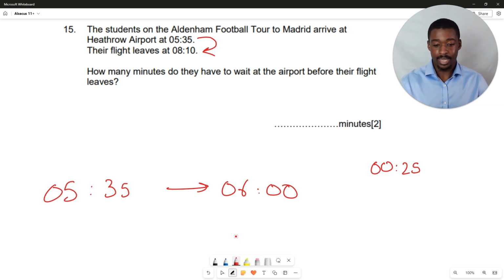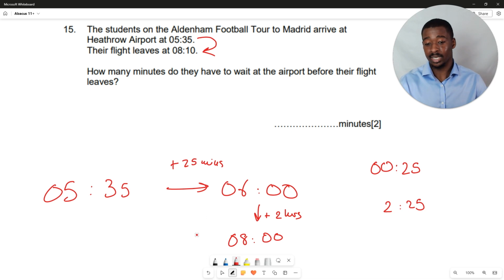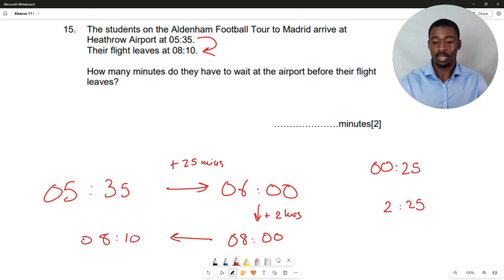So now we're at 6 a.m. Let's jump to 8 a.m. And doing this is a jump of 2 hours. So now we have not 25 minutes, but we have 2 hours and 25 minutes. And finally, let's go from 8 a.m. to 8:10, adding on 10 minutes. So now we don't have 2 hours and 25 minutes, we have 2 hours and 35 minutes.